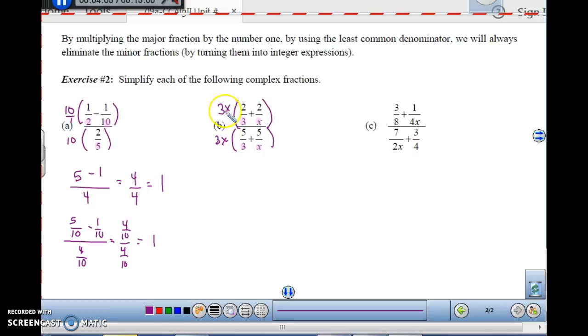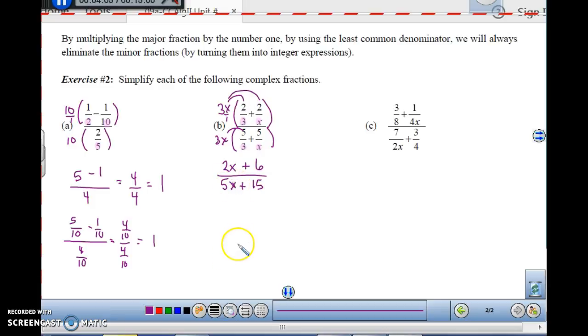All right, so if I do 3x times 2/3, the 3's are going to cancel, leaving 2 times x, which is going to be 2x. 3x times 2 over x, the x's will cancel, and 3 times 2 is 6. In the denominator, 3 cancels the 3, leaving just the x, so 5 times x is 5x. And then 3x times 5 over x will cancel x, and 3 times 5 is 15. Okay, so we have 2x plus 6 over 5x plus 15.